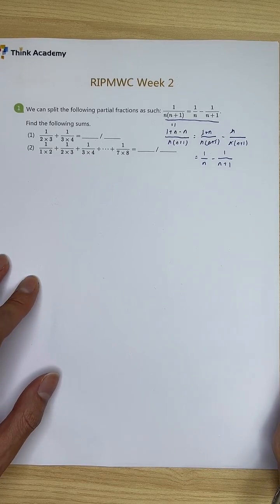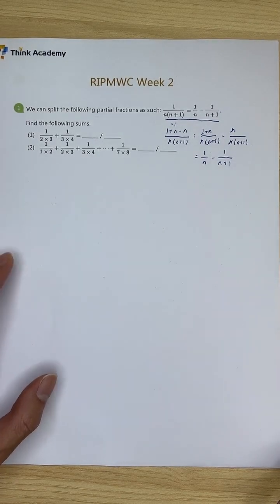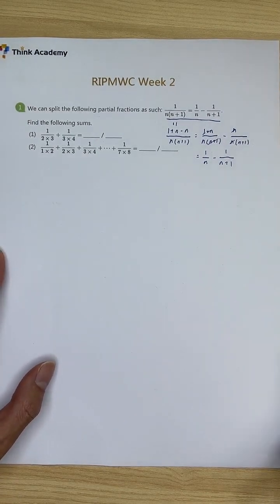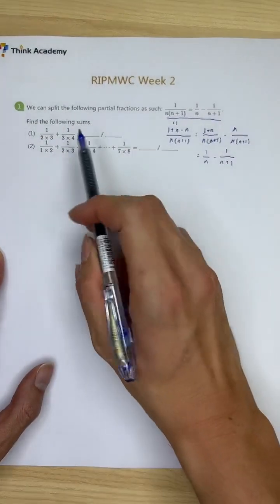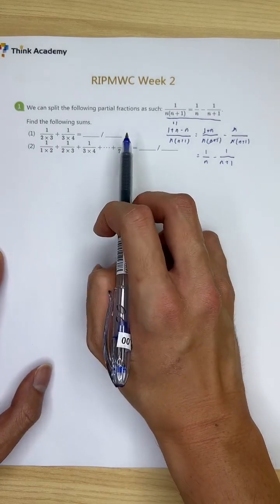Even though partial fractions are taught in Sec 3, this trick is very useful whatever level you are at, because you will always try to split fractions up in higher level mathematics. Now, let's begin on the first one. Let's look at question 1. We have 1 over 2 times 3 plus 1 over 3 times 4 equal to some fraction.